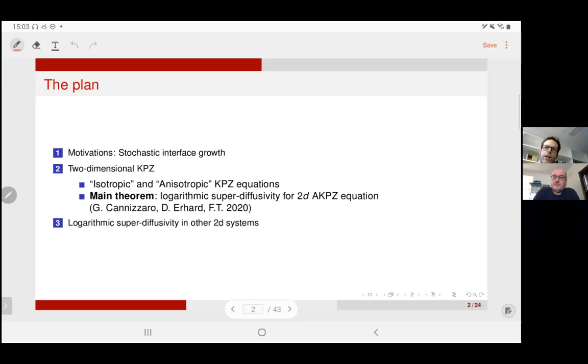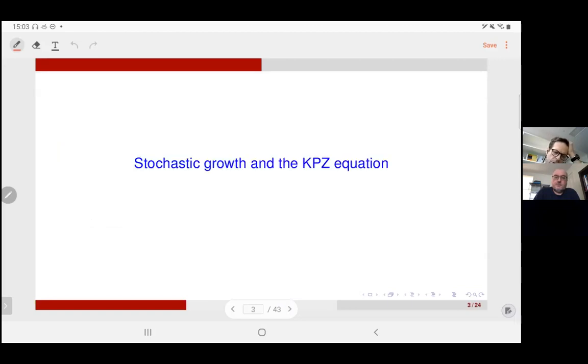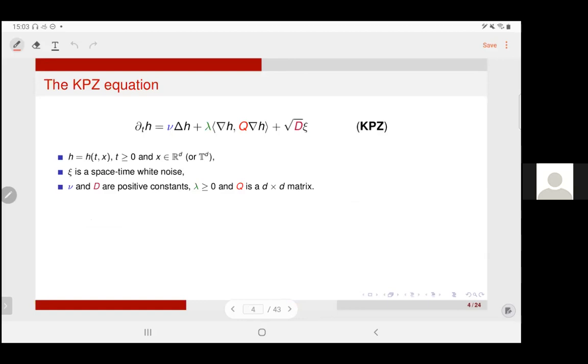Okay, so the very broad setting of this talk is classical statistical physics. I guess there are many quantum people here, but there is nothing quantum here. So let me start right away with something about the KPZ equation. I imagine most of you have seen it once or another, but let me restate it.